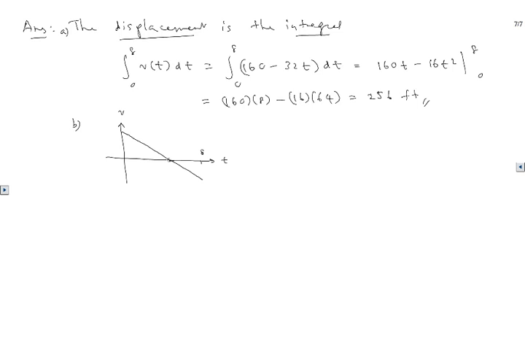What number when you get 0? So you can see it is 160 minus 32t equal to 0. So that means t equals 160 divided by 32, which is 5. So at 5 seconds, velocity is going to be 0. That means you can change the signs. That means you have to split the integral between the two.